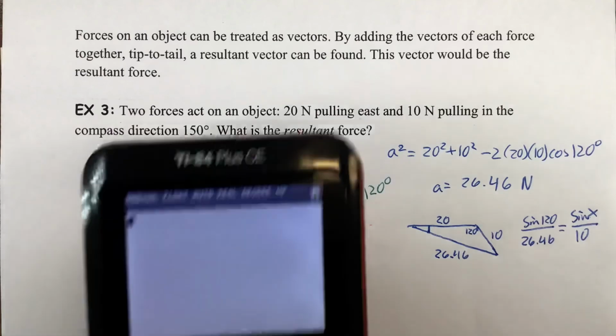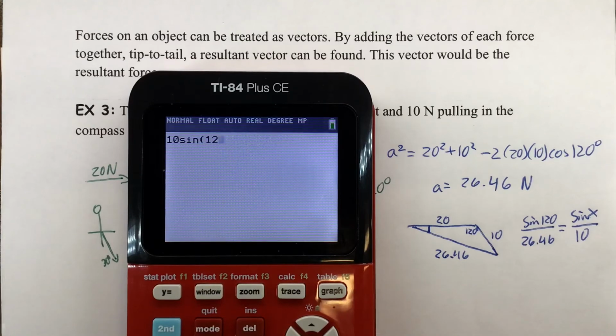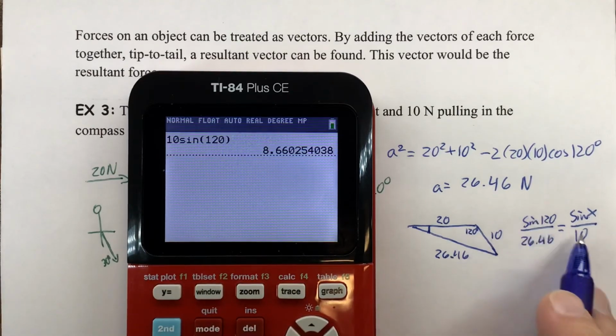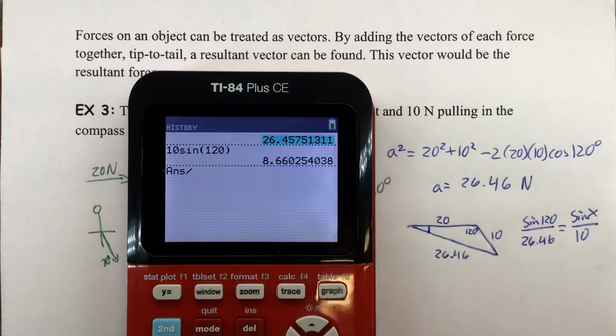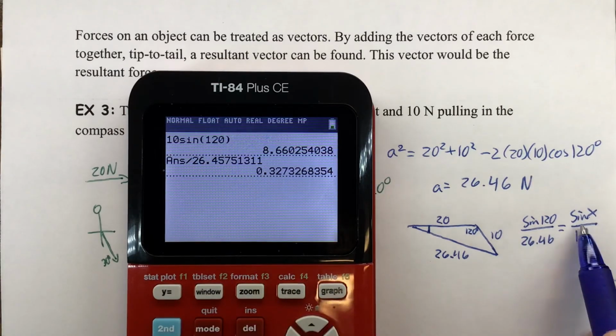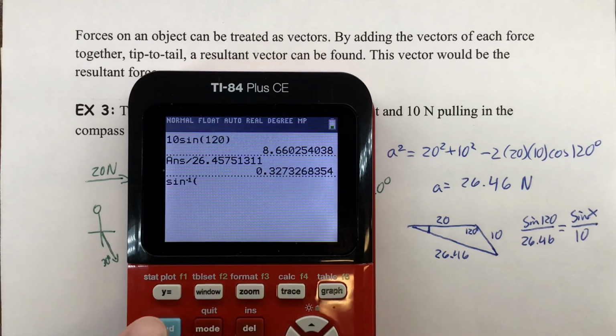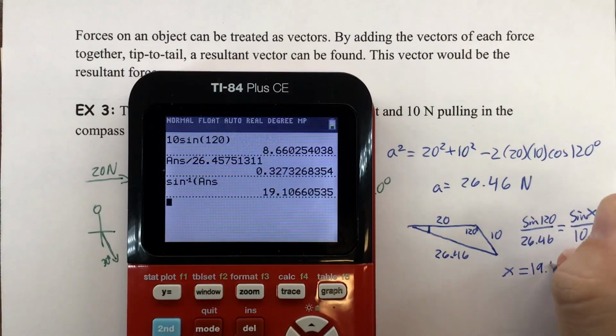All right, we're going to do some cross products here. We're going to do 10 times the sine of 120. That's this product here. We're going to divide that by the answer that we have, which I should be able to recall, so I'll just use the stored value so it's a little more accurate than 26.46. Then this is going to represent the sine of x. So I need to arc sine that answer, and I get 19.1 degrees. Okay, x is going to be equal to 19.1 degrees.